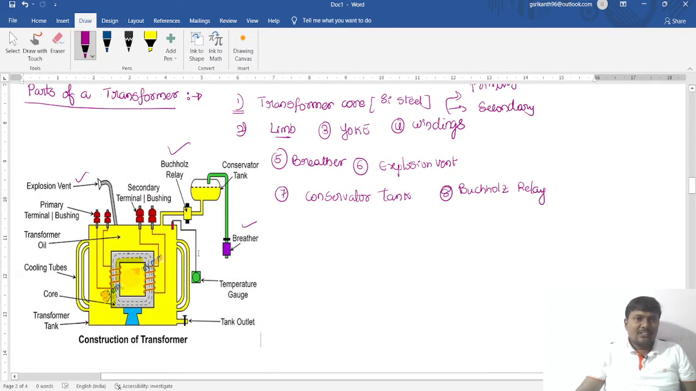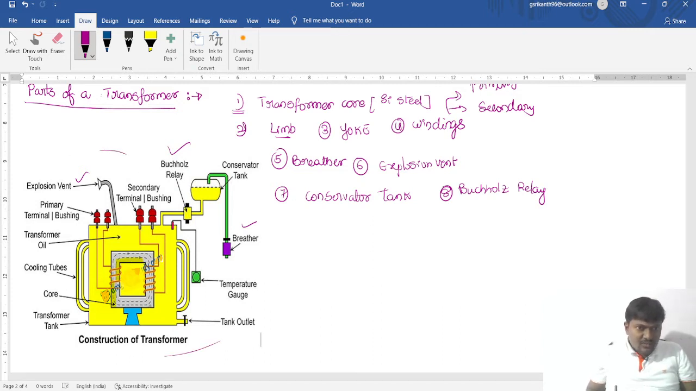And coming to this breather, see how many parts are there in this. So this is our transformer. And the transformer is kept in one tank. So this is a tank, and these are called the bushings. Here you can apply a sinusoidal voltage, and here you can connect a load. Through bushings only it is possible.